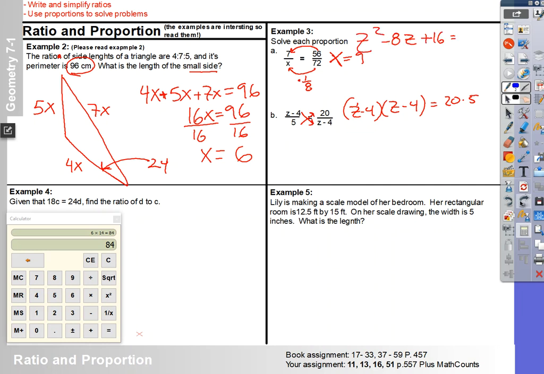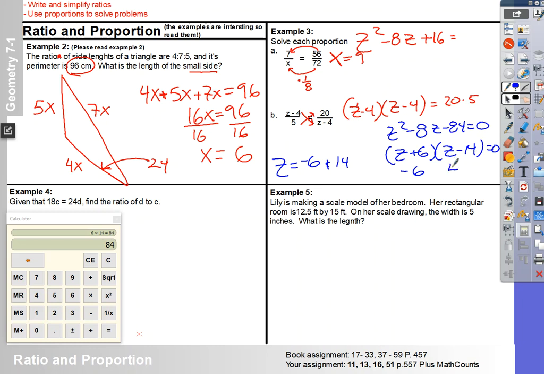This is like the most fun video you've ever seen, I bet. So we know that z is equal to negative 6 and 14. So when we get to this one, we have z squared minus 8z minus 84 is equal to 0. So when we factor it, we get z plus 6 times z minus 14 is equal to 0. Well, what's going to make this piece equal to 0? Negative 6. What's going to make this piece equal to 0? 14. So my answers are z is equal to negative 6 and 14. That was kind of ugly.